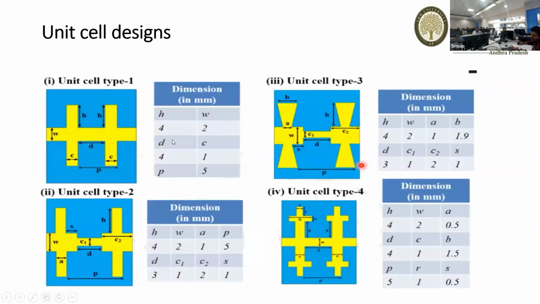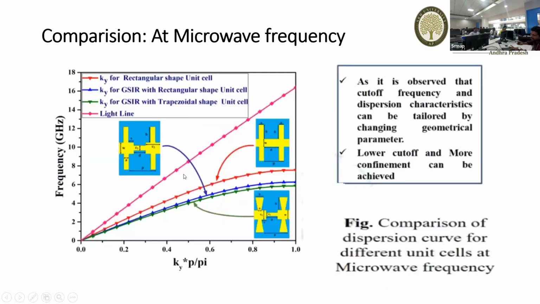Here you have designed H, W, D, P, all in millimeter-wave dimensions, because we have to satisfy that asymptotic frequency level condition and design these unit cells. And these are the dispersions. If you design like that, you will get the bounded surface plasmon polariton waves. More confinement is possible. That's what this graph is all about.